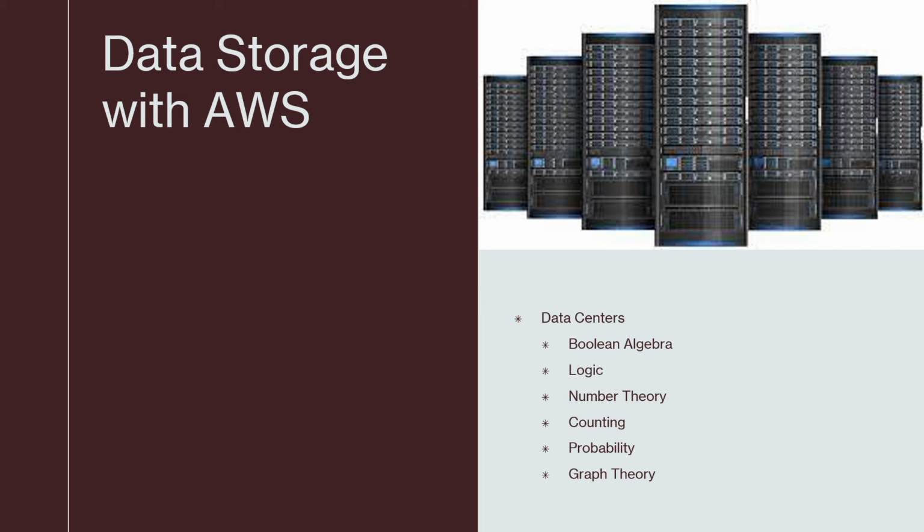AWS uses data centers across the globe to store data for their users to access on demand. At a root level, all data centers and the data they house rely heavily on a multitude of discrete mathematics principles. From Boolean algebra, logic, and number theory, to counting, probability, and graph theory, all these principles are required to generate, maintain, and secure data for the millions of AWS users globally.